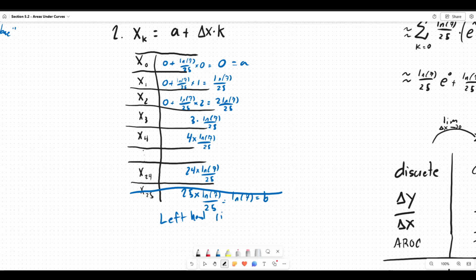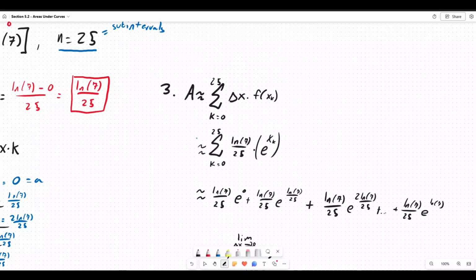left-hand Riemann sum, this term is not included. It's really, really important that if you do a left-hand sum, b will not be included, and if you do a right-hand sum, turns out a is not included. But we almost exclusively use left-hand sums just for this notation. So now we're ready to write it out. The area is approximately equal to, oh, I'm sorry, I made a slight mistake here. Reminder, if we're using 25 subintervals, we're going to sum this from 0 to 24. It's just a counting notation.